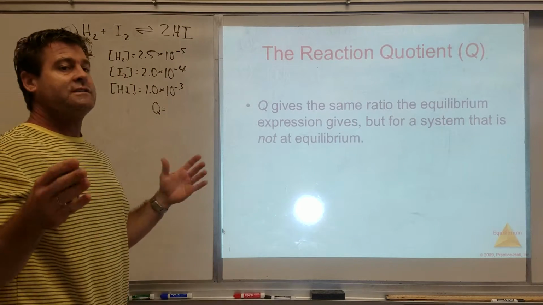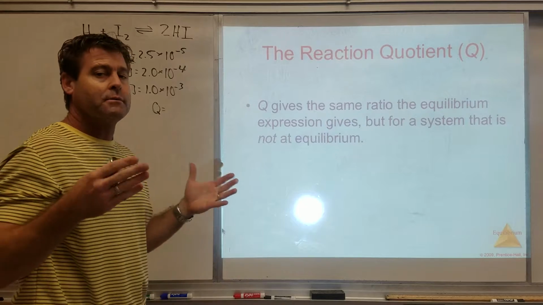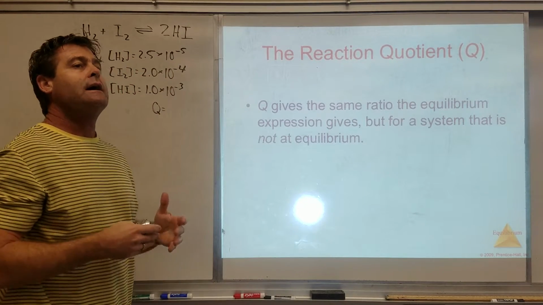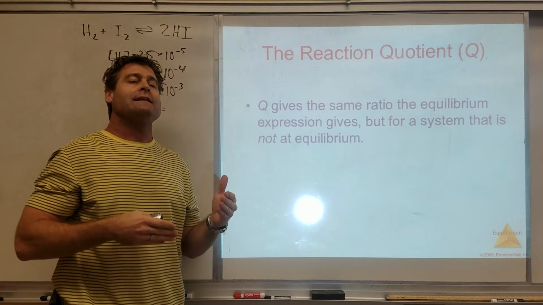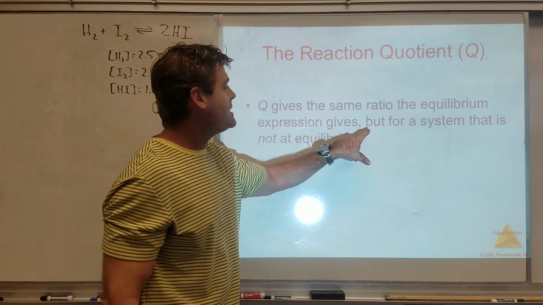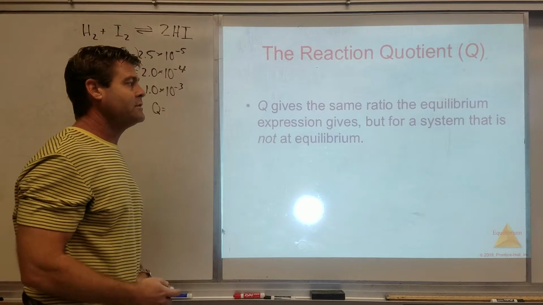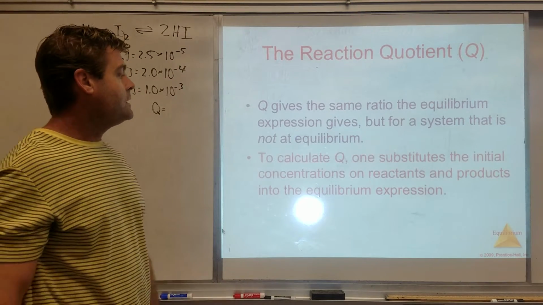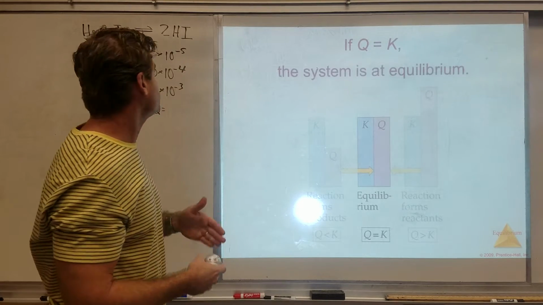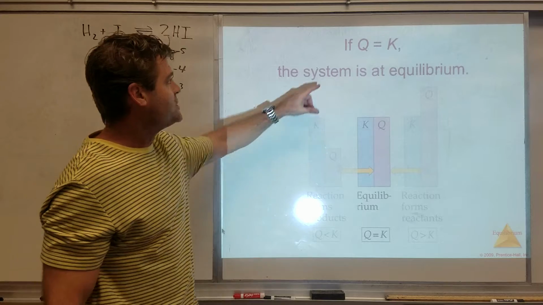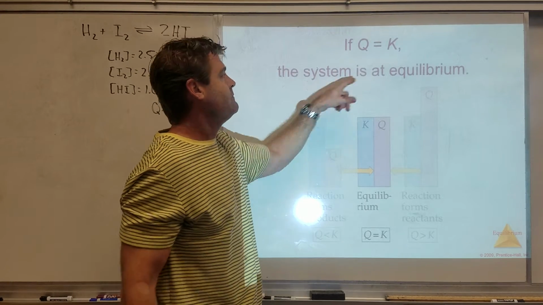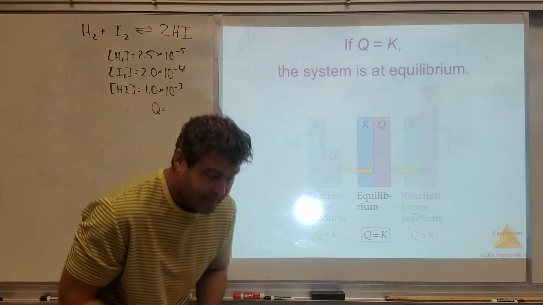Okay, we're going to introduce this other concept. So that was K, the equilibrium constant. Q is very similar, but Q takes into account a situation at a time other than at equilibrium. Q gives the same ratio the equilibrium expression gives, but for a system that is not at equilibrium. So if we plug in some values according to the equilibrium expression, and the value you get for Q is equal to K, what does that tell you? It tells you your system's at equilibrium.